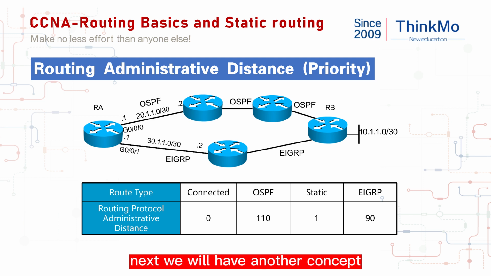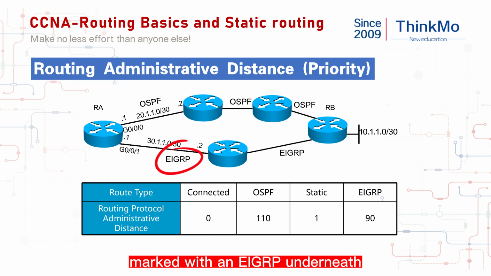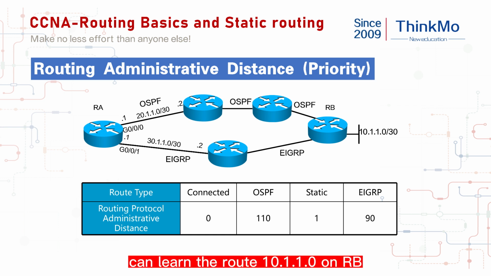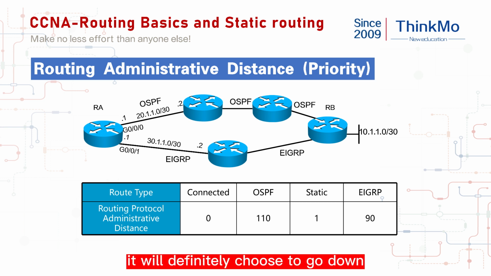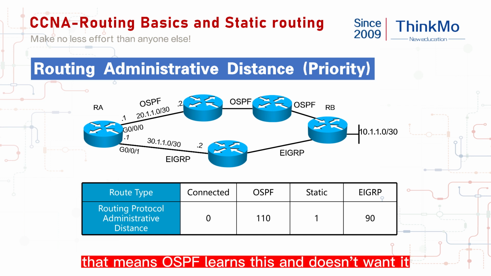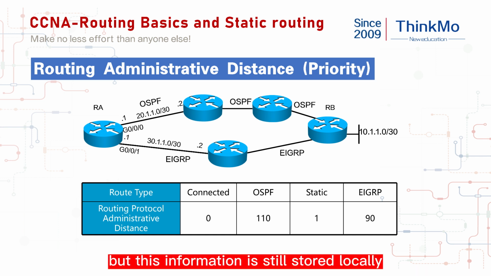Okay. Next we will have another concept called cost. For now, you will see one path marked with OSPF on it, and one marked with EIGRP underneath. This means RA can now learn the route 10.1.1.0 on RB through different routing protocols. If you let this router choose, it will definitely choose to go down. Let's look at the table below. EIGRP has a smaller administrative distance. For equipment, smaller is better. That means OSPF learns this and doesn't use it, but it's not that it is discarded completely. It will be kept as a spare on the device. Actually it's just unlisted, but this information is still stored locally.